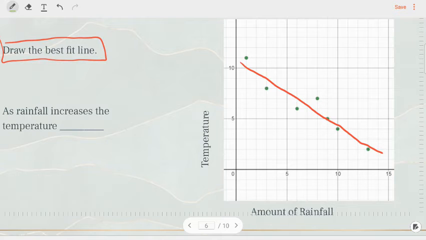Let's answer a few questions about our line or our correlation. Well, first off, is this a positive or a negative correlation? Well, it's going down, so this is a negative correlation.